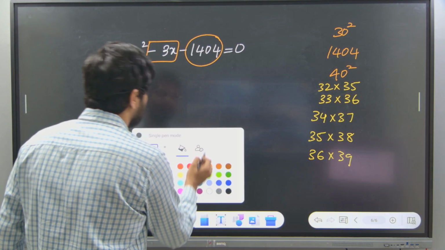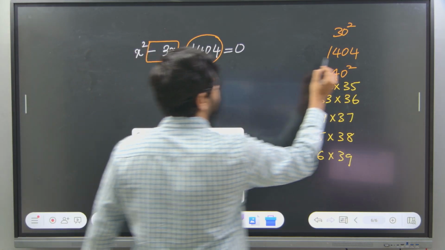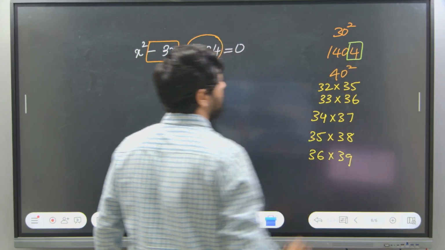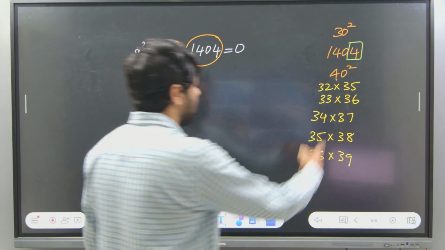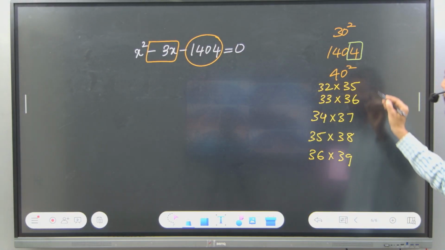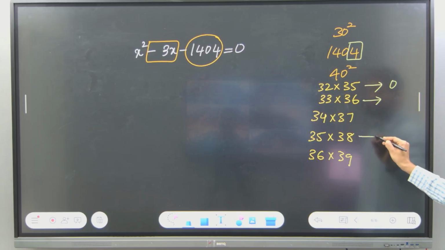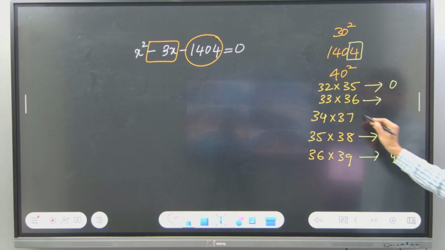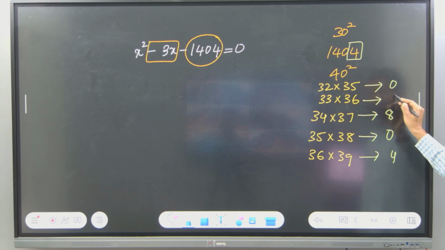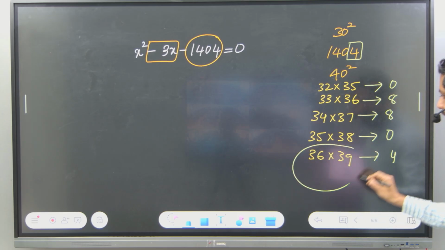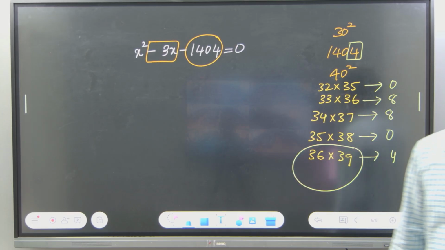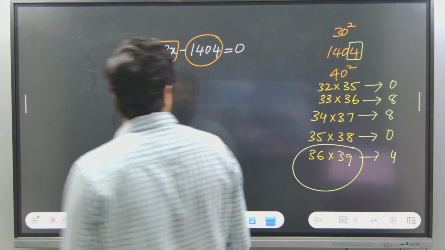Now, what is the next thing? What is the product ending with? The product is ending with 4. When will it end with 4 here? 36 and 39 will end with 4. 35 and 38 will end with 0. 34 and 37 will end with 8. 33 and 36 will end with 8. So we can directly look into 36 into 39 if it is working out.